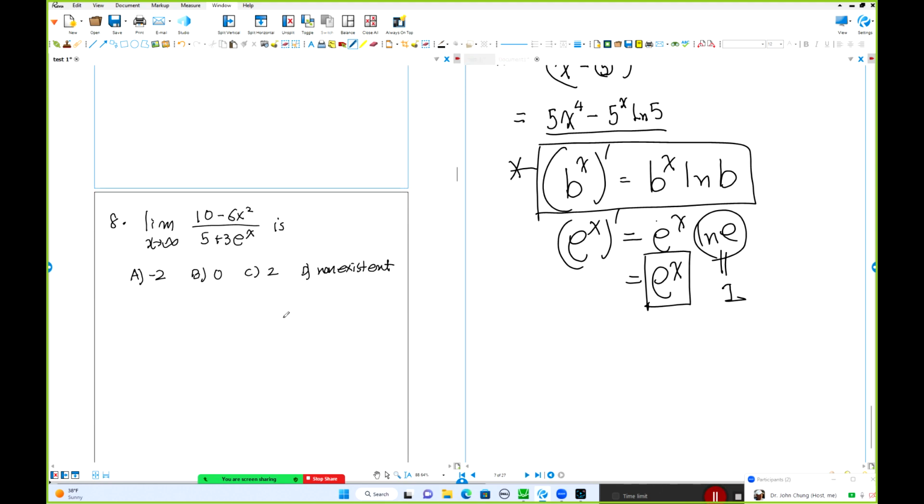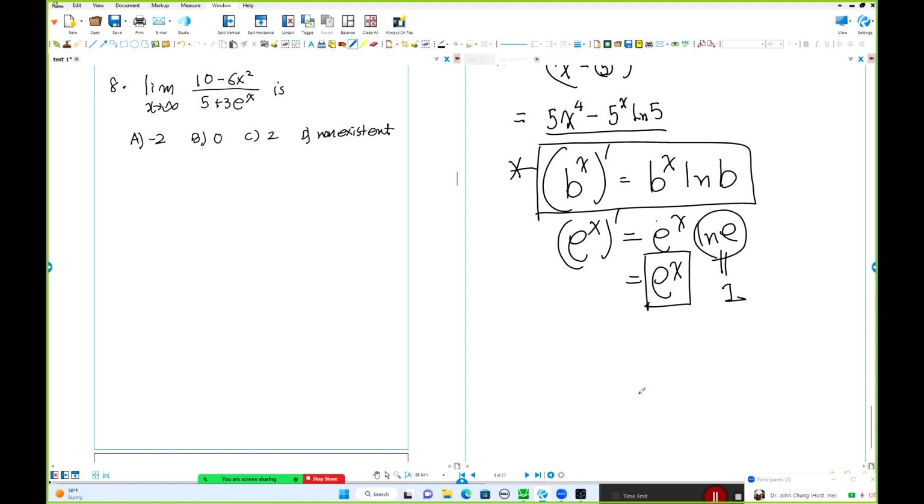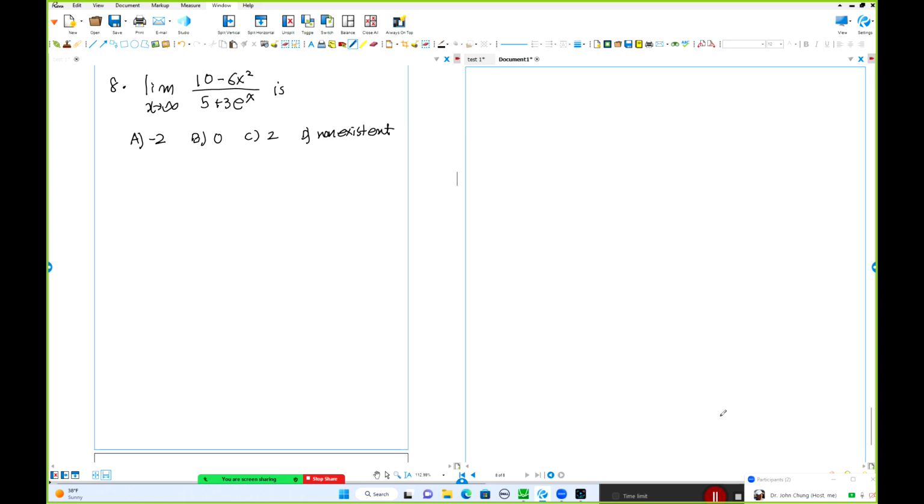Right, move on to number 8. I'm going to change the page. Number 8 is over here: the limit as x goes to infinity of (10 minus 6x squared) over (5 plus 3e to the x). When you put infinity there, okay?